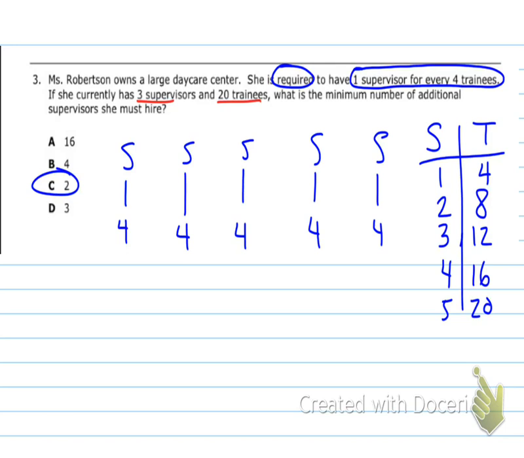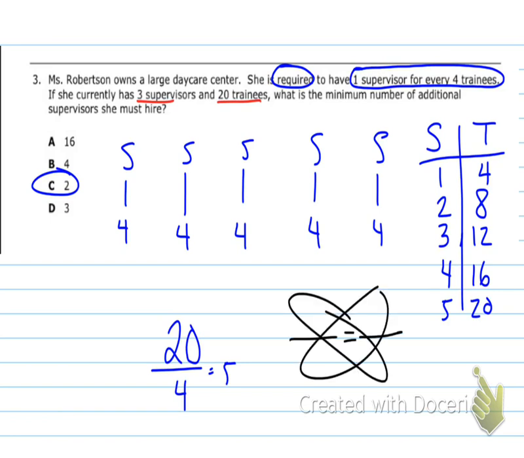Either way, for 20 trainees, I'm supposed to have 5 supervisors for every 20 trainees. Stick figures is fine. I saw some people do this, 20 divided by 4, and they just thought, oh, well, I have 20, so every 4 gives me 5 supers. If you understand it, you use it. I would have liked this method.